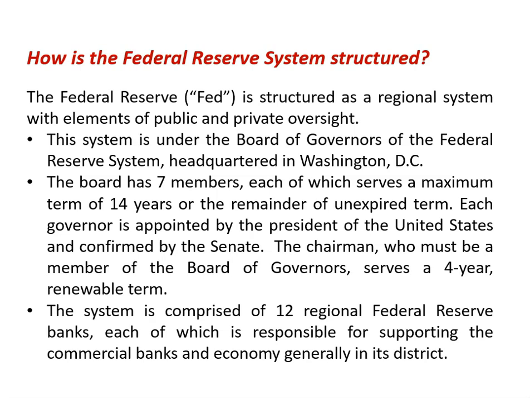Now let's explore the structure of the Federal Reserve. How is the Federal Reserve System structured? The Federal Reserve, Fed, is structured as a regional system, with elements of public and private oversight. This system is under the Board of Governors of the Federal Reserve System, headquartered in Washington, D.C. The board has 7 members, each of which serves a maximum term of 14 years or the remainder of an unexpired term. Each governor is appointed by the President of the United States and confirmed by the Senate.